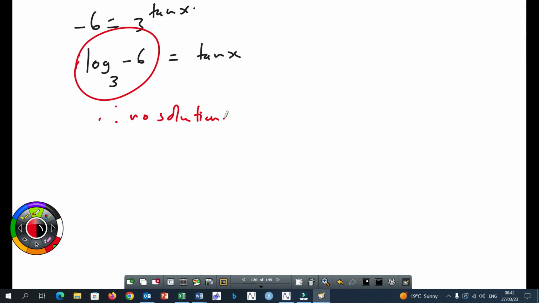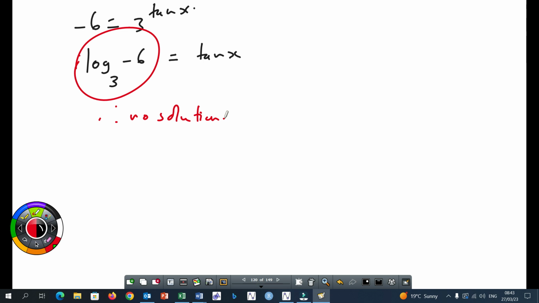It is possible that a mark might be allocated for it. So it would be wise just to write that. From here, you can go straight away to no solution. And then you are done.